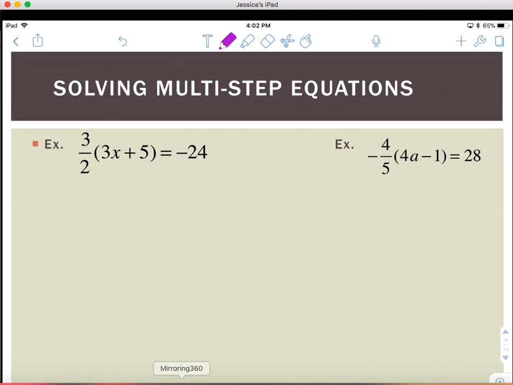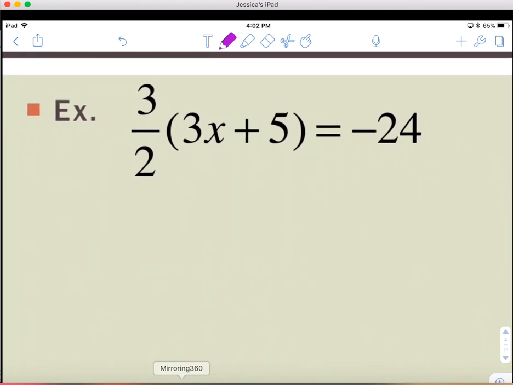Here's another type of multi-step equation. This is one that has fractions on the outside of the parentheses. This is kind of similar to the fractions we dealt with in 1 and 2-step equations. Now, technically, you could distribute 3/2 to both 3 and 5. However, that's going to give you 2 fractions that you really don't want to have to deal with. So instead, since 3/2 is outside of the parentheses, I would get rid of it at the very beginning.